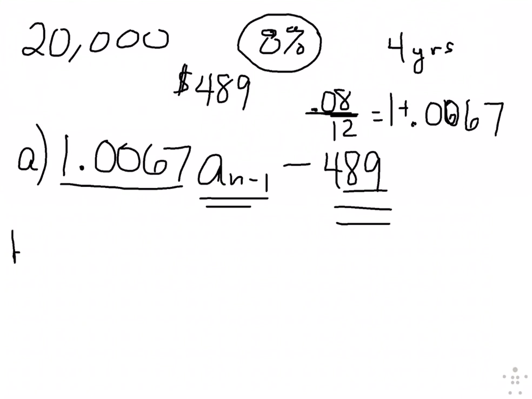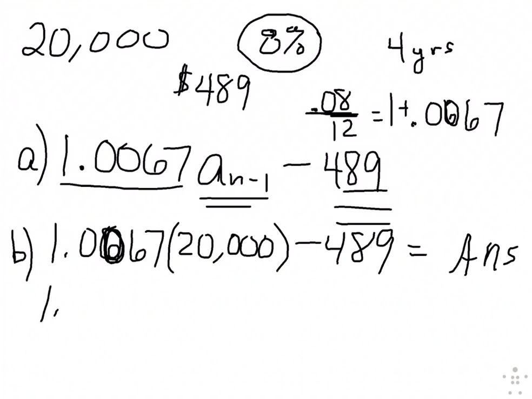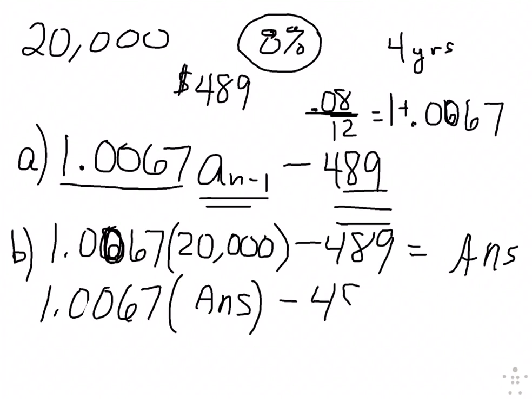One of the things that you could do to get B is you could take 1.000067 times 20,000 minus 489. That would be what your balance is after one payment. Then you could type in 1.000067 times the previous answer, whichever that happened to be, minus 489.